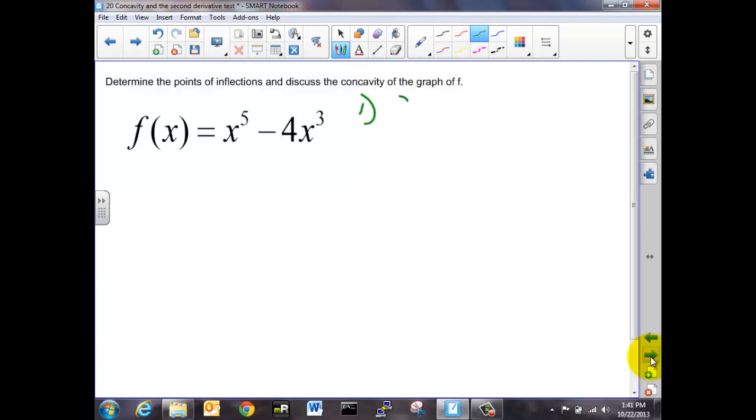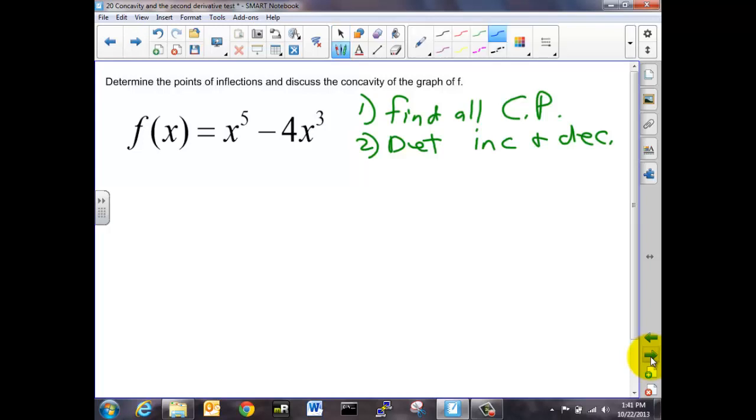First thing, find all critical points. Determine increasing and decreasing. Okay? What does that mean? Tell me how you're going to do 1 and 2. Which is? First derivative, set it equal to 0. First derivative, sign line is all you're going to do there.